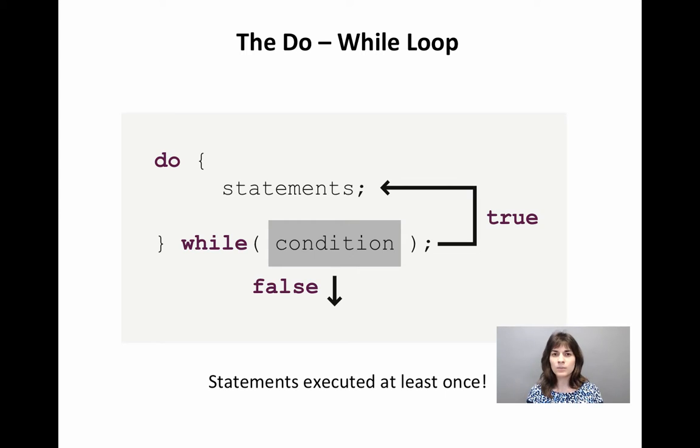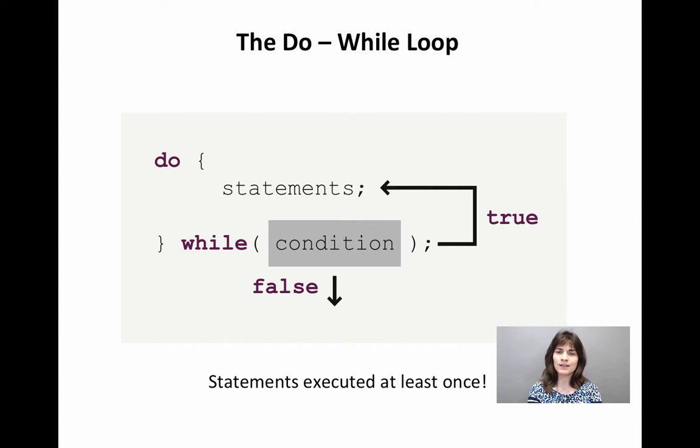The do-while loop is very similar to the while loop, as you probably infer from the name, but it has a key difference that you need to keep in mind. Take a look at the syntax. You will see that the statements, the body of the loop, is first, and after that is the condition that determines whether or not the loop is going to be executed once more.